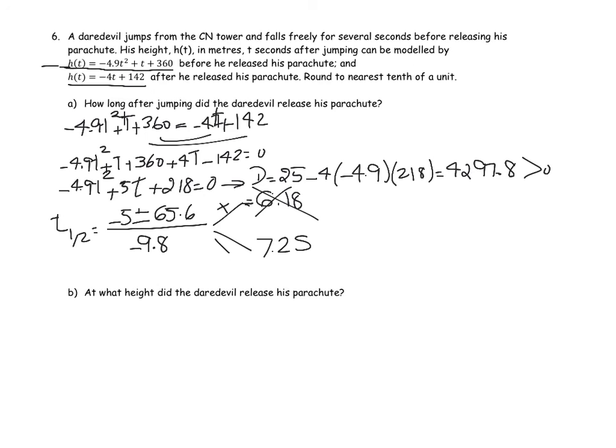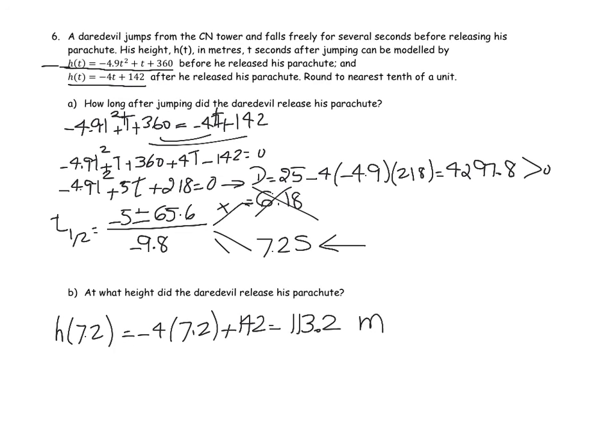And the next question is: at what height was the parachute released? To find this one, I'm going to use one of the equations and substitute this value to find h. The easiest one is the linear one. So h of 7.2 is negative 4 times 7.2 plus 142, which is going to give me 113.2 meters. So the parachute was released after 7.2 seconds at the height of 113.2 meters.